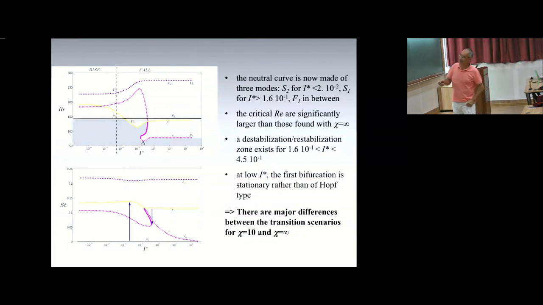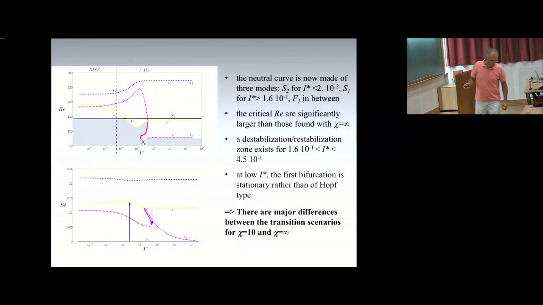Then there is an intermediate range here within which the mode that is most unstable is the yellow mode. And then after this point, there is a third mode that becomes more unstable. So three modes are encountered as you increase the disk inertia.